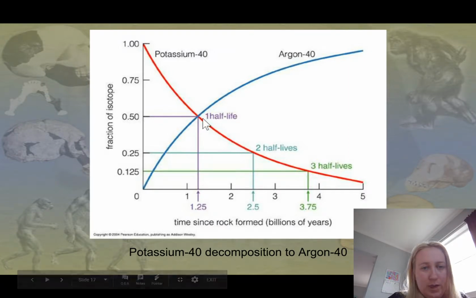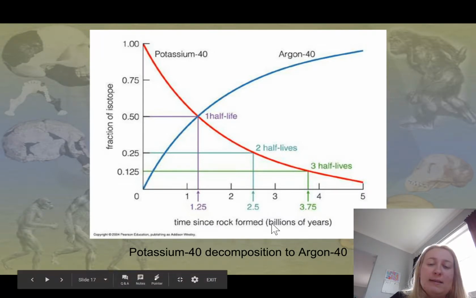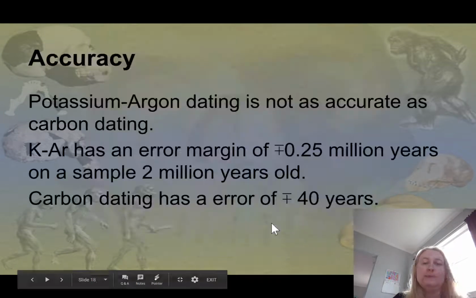Every time it halves, okay? So as potassium 40 decreases, the percentage of argon 40 is going to increase. It sounds a little bit tricky to understand, but it can be used for things that are much older. We're talking millions of years old, billions of years old here.